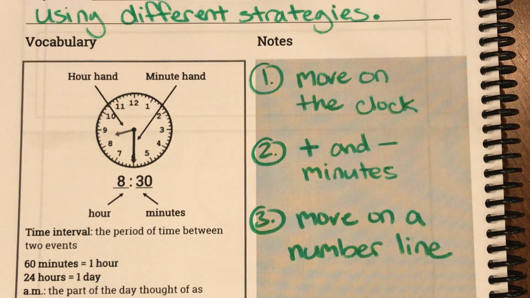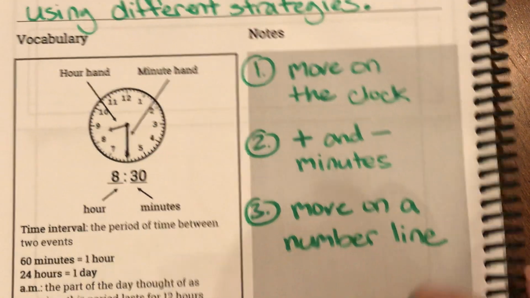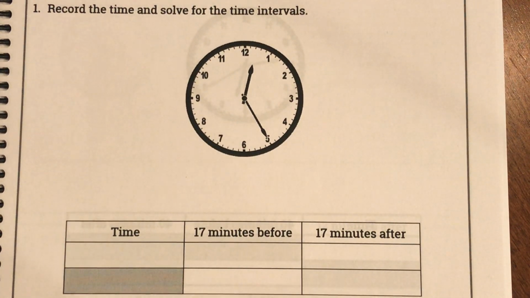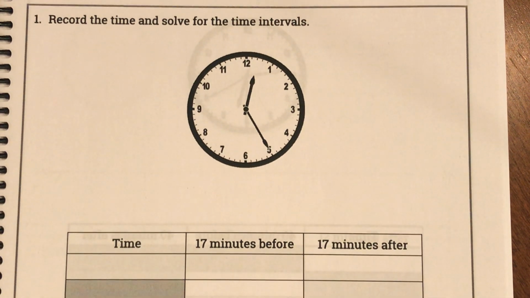Okay, so I'm going to put my green pen down, and you can put your pencil down. And we're going to do exactly what we did yesterday. It's going to be maybe some different numbers, but the same idea. So my first problem says, I'm going to record the time and solve for the time intervals.